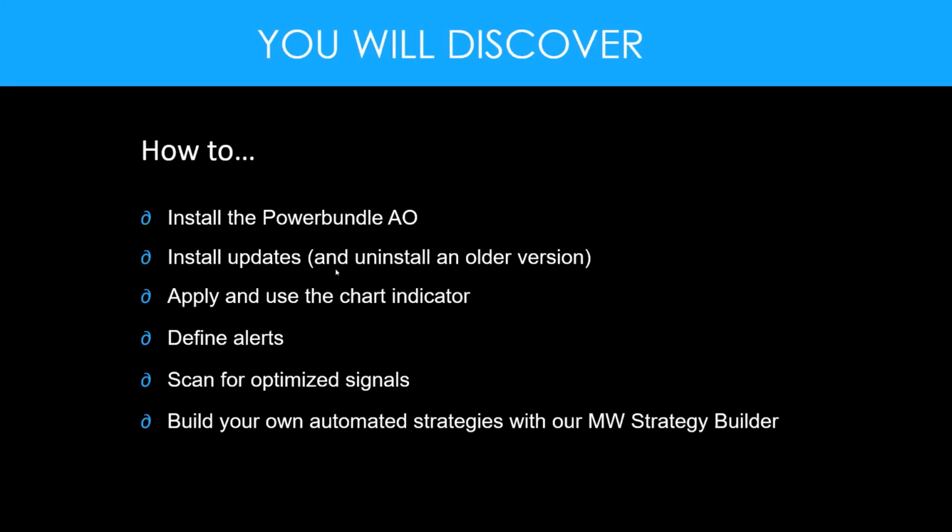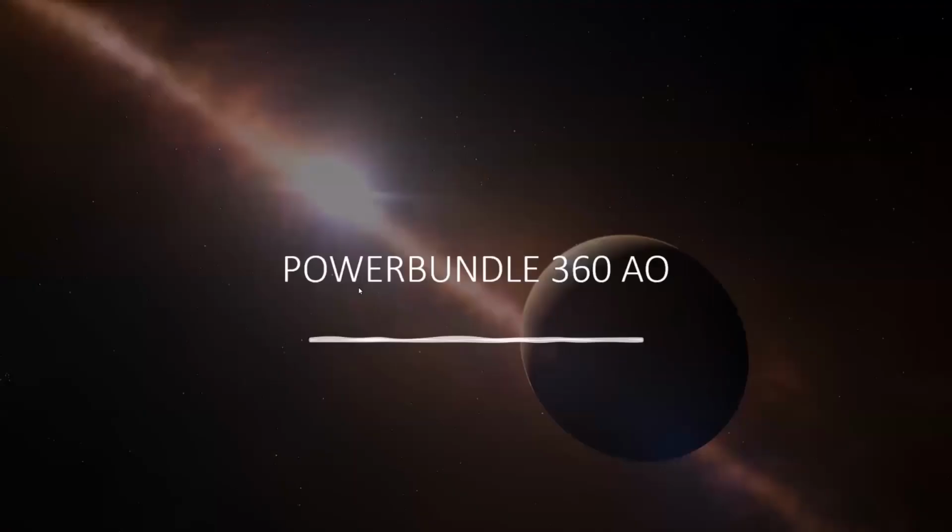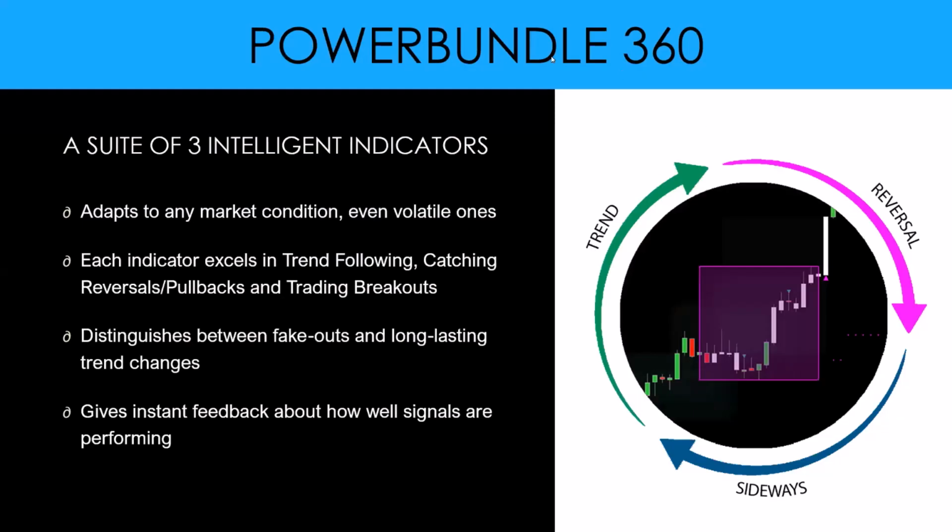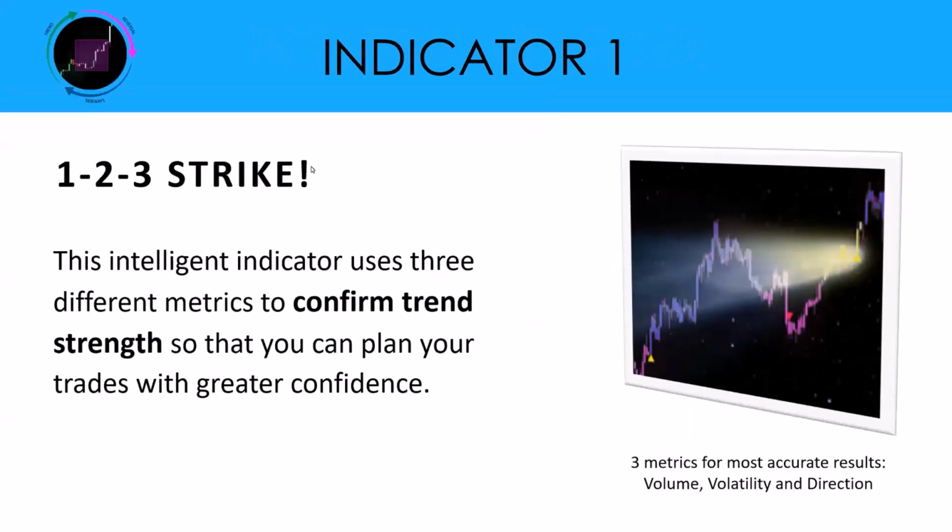Okay, so let's get started. Before I jump into the chart, just a quick reminder what the Powerbundle 360 is all about, just in case you're not familiar with it. The Powerbundle 360 consists of 3 complementary indicators. And we believe by having these 3 indicators, we cover each market cycle. So we have one indicator, for example, for trend trading, which is 1, 2, 3 Strike, one for finding reversals or pullbacks, which is our Divergence Cloud indicator. And we also have one indicator for trading the sideways markets and for finding lasting breakouts, which is our Volatility Crusher indicator.